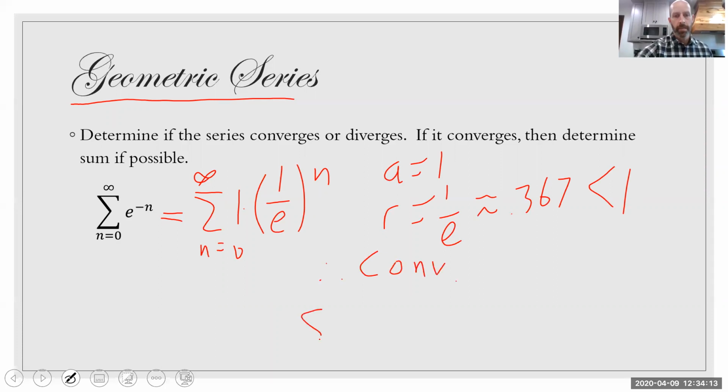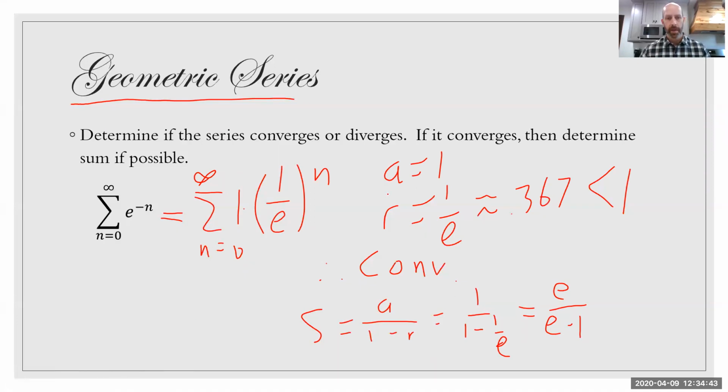To determine the sum, we're going to use our formula, which is A over 1 minus R. In this case, A is 1. Then we've got over 1 minus R, which is 1 over E. And this then can be further simplified into E over E minus 1, and I'll let you figure that one out. There are some steps there with getting that fraction within a fraction cleaned up a little bit.